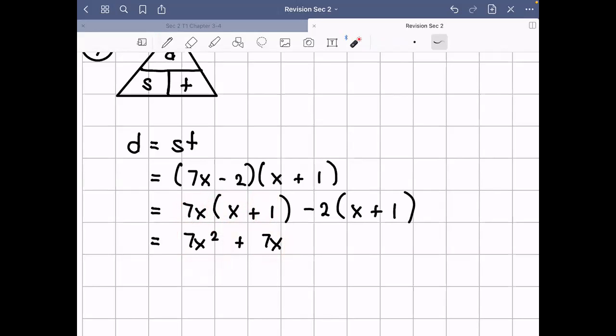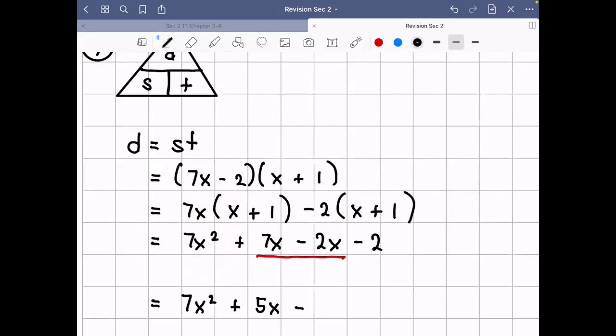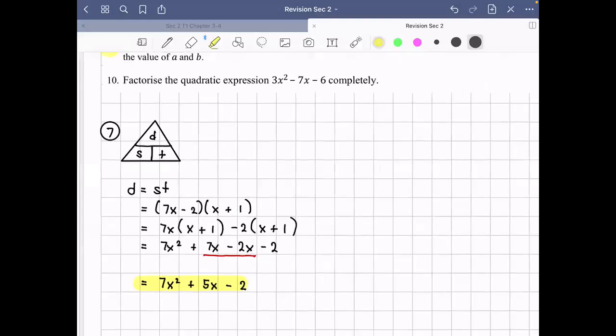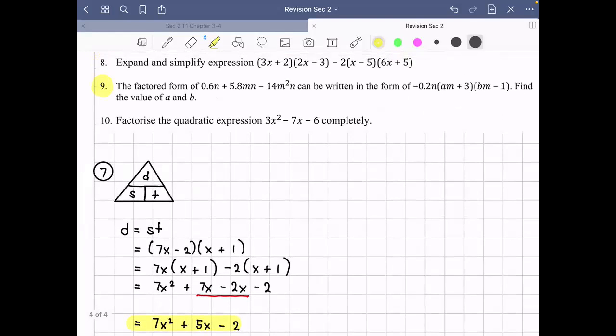All right, so let's have negative 2 times x. So what do we get? Negative 2x, right? And then negative 2 times 1 is basically negative 2. Now, let's simplify this. So our final answer will be 7x squared, and then combining this, we get plus 5x and then minus 2. So this is the distance covered by the car. It's 7x squared plus 5x minus 2. Okay.